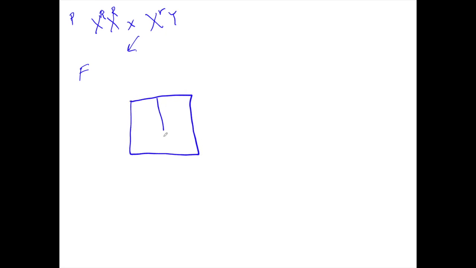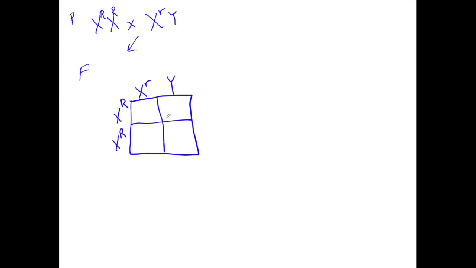So we had in the P generation a female fly with red eyes. And he mated that to a male fly with white eyes. To figure out the F1 generation, we're going to do a Punnett square, a 4-square Punnett square. Now, the male fly, the possible gametes he can make is X with a lowercase r or Y. Female flies, the possible gametes you can make is X with an uppercase R or X with an uppercase R.